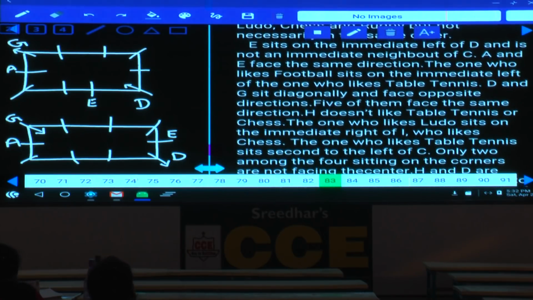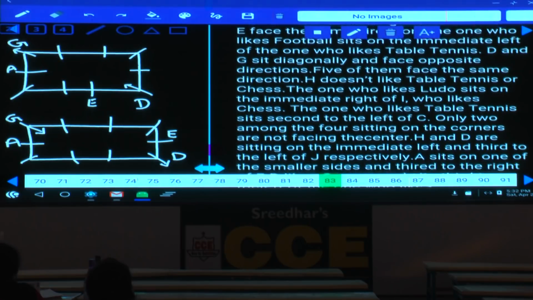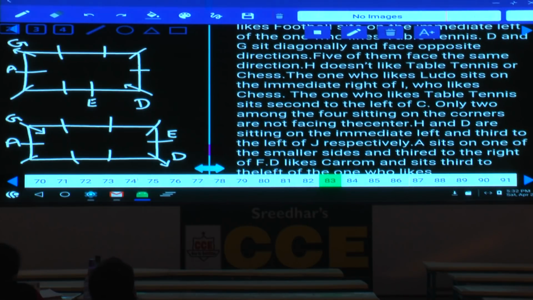Table tennis, D and G sit diagonally opposite to each other, and 5 of them facing the same direction. Among these 10 persons, 5 of them are facing the same direction, means if 5 face the center, 5 will be away from the center, isn't it? 5 towards the center and 5 away from the center. And H does not like table tennis or chess.